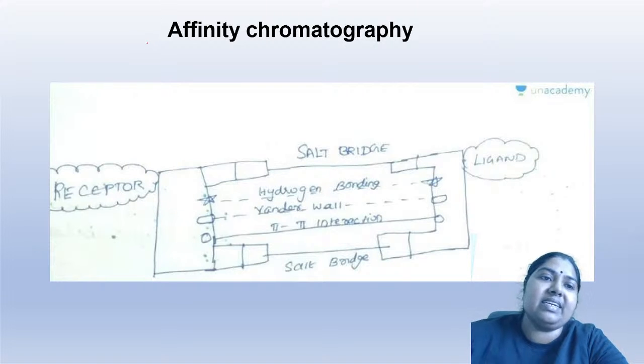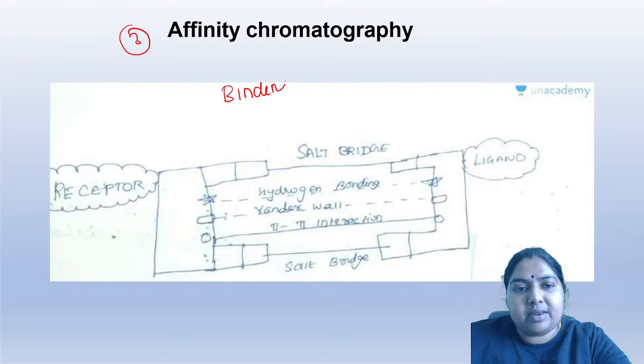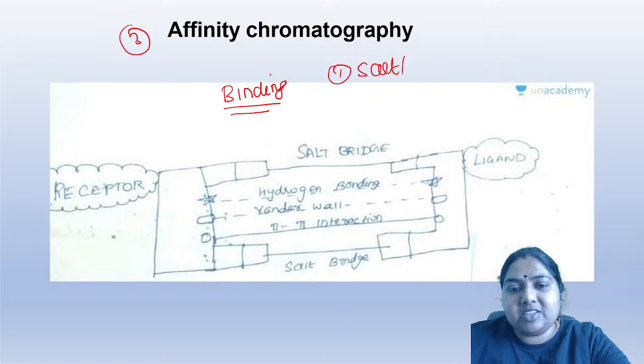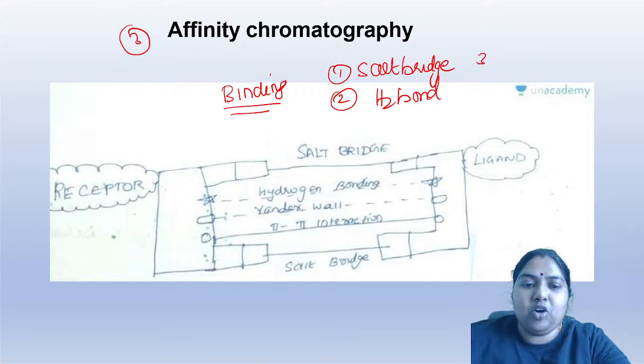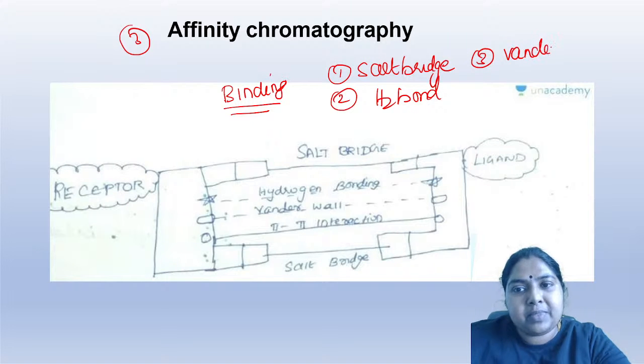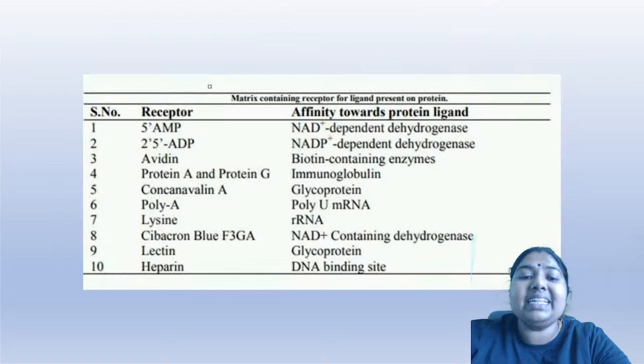And the third one is going to be affinity chromatography. In affinity chromatography, it is all about binding. There are many forces that help in the binding. Number one is the salt bridge, an important one, followed by hydrogen bonding, followed by van der Waals interaction, and then pi interaction. So these four forces make the affinity chromatography. Got it? So what is the principle? It is based on salt bridge, hydrogen bond, van der Waals, pi. It is all the bonding that makes up them.